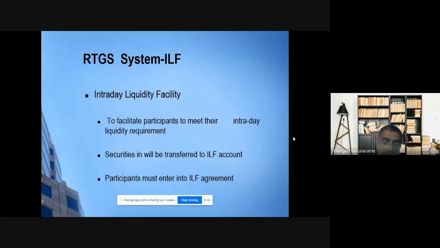In the sense, your account is not really short, your account will get debited 5 billion. So to get this 5 billion debited to your account, you should have 5 billion in the account.